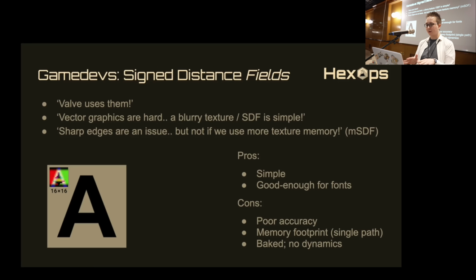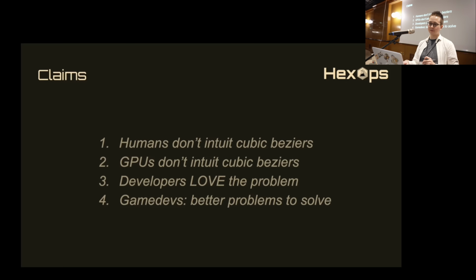But the most important thing I want to say here is that these are all fully baked. You have a texture that has been pre-computed, and you're not going to be able to dynamically change the way that the letter A works, unless you start doing some texture painting and try to figure out how to compute that on the fly. So I think my fourth claim is that game devs in general just have better problems to solve. Spending a career researching how to render vector graphics is not something that most game developers are too interested in.